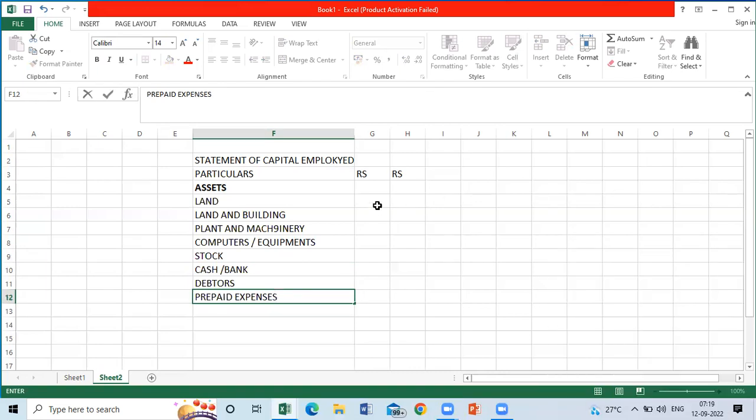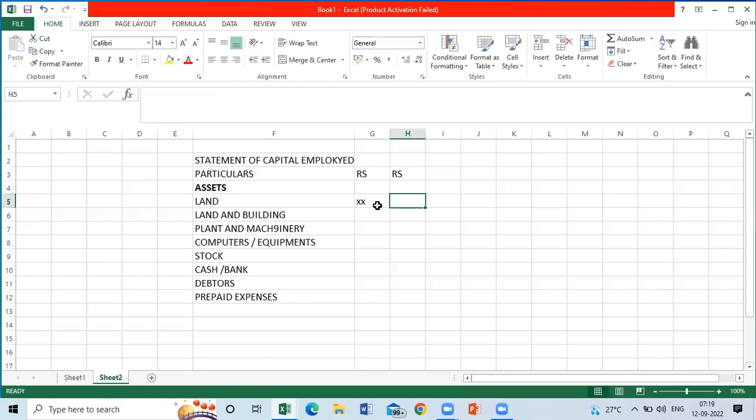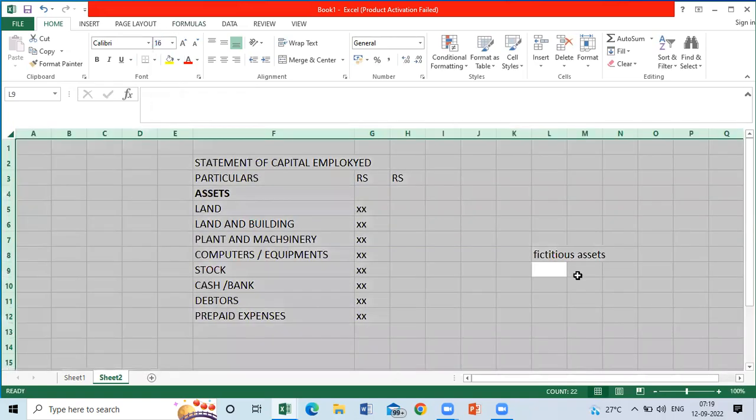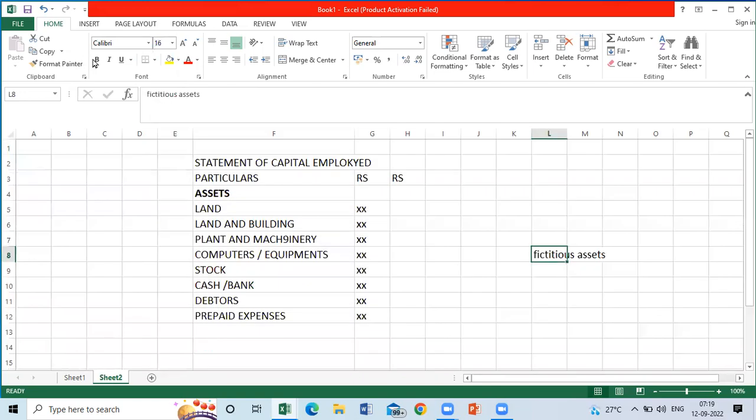What won't qualify as an asset? What will not be qualified as an asset? What things shall not be considered as an asset? There is something called fictitious assets. Any idea what a fictitious asset is? Fictitious is something that is there in the balance sheet. It looks like an asset, but it is actually not an asset.